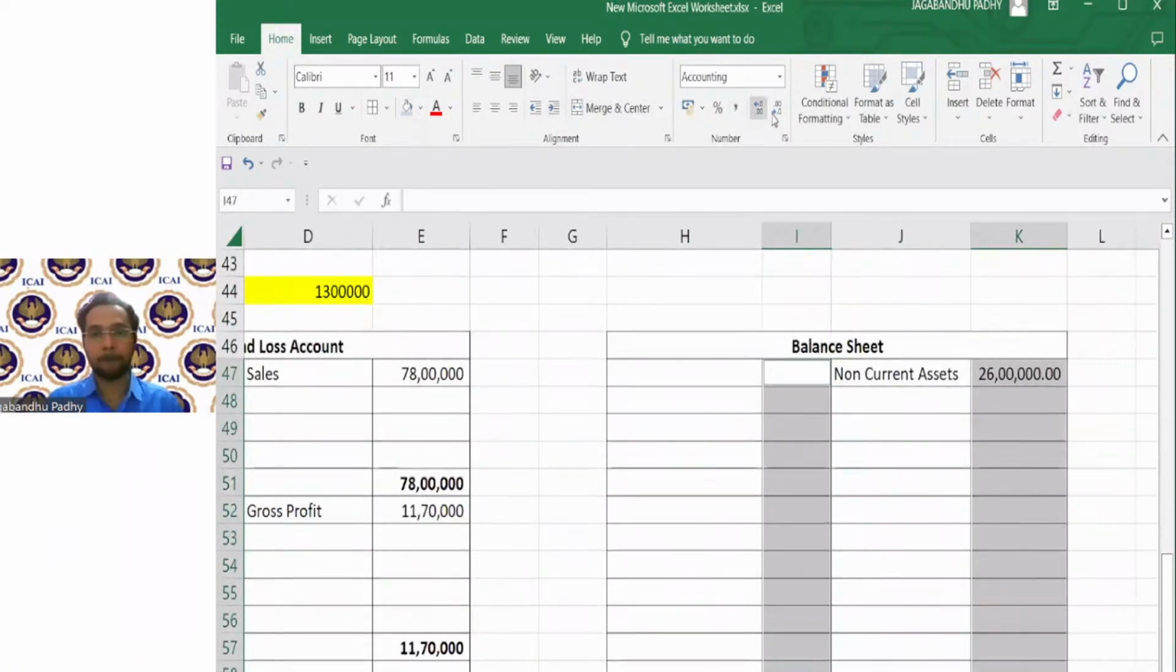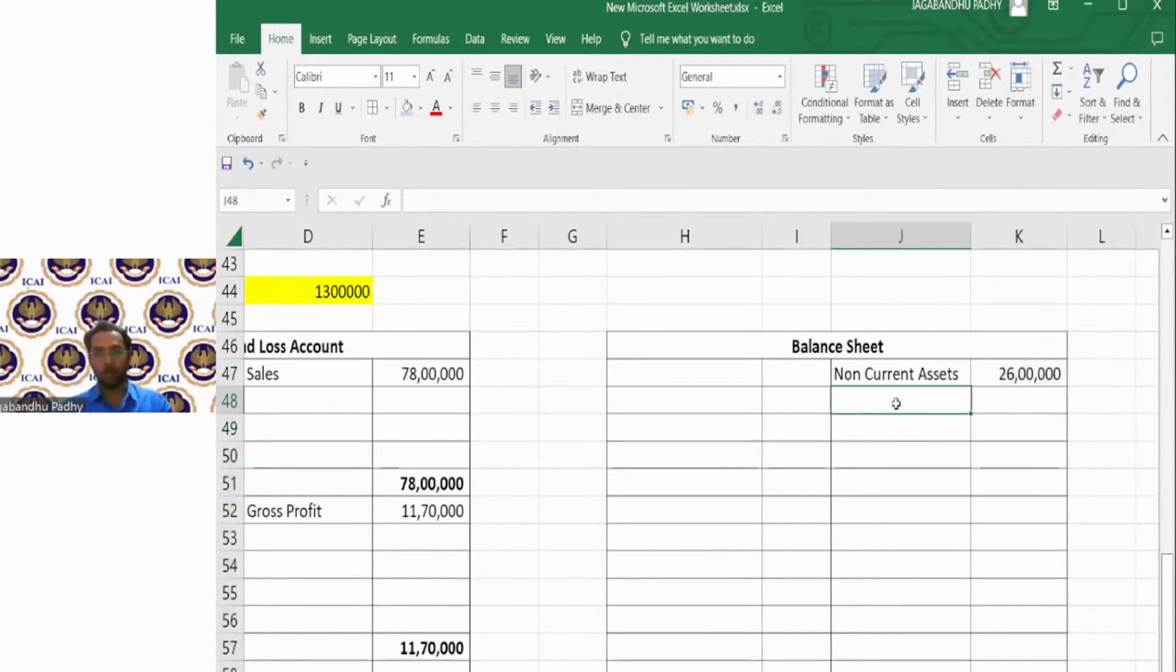26 lakh. Now, that was non-current assets, 26 lakh. Then we have the current assets details.